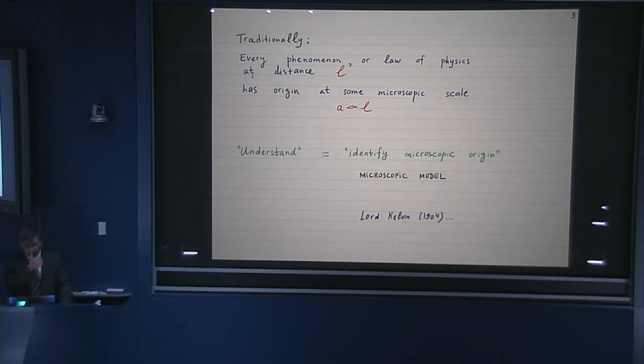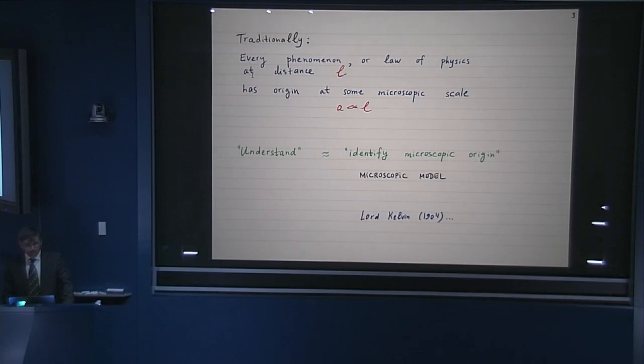It's kind of an implicit assumption in physics that when we observe a phenomenon or some law of physics, we observe it at some distance scale, L, which is determined by the resolution of our experimental apparatus. But after we observe the phenomenon, we look for an explanation of it, and implicitly, we always think that the origin of this phenomenon must be hidden at some smaller microscopic scale A, much smaller than L.